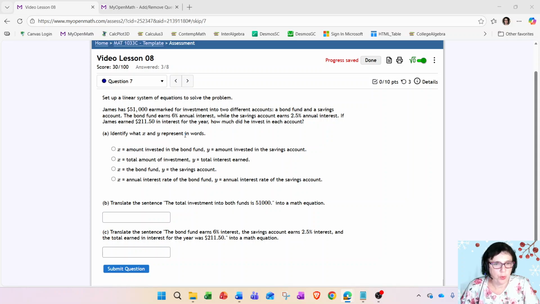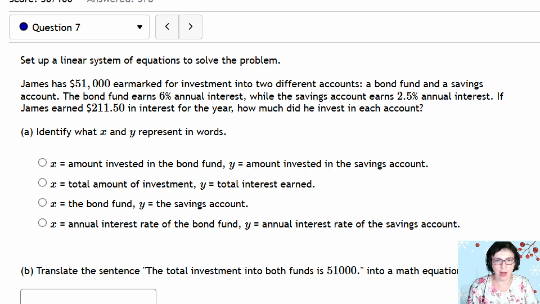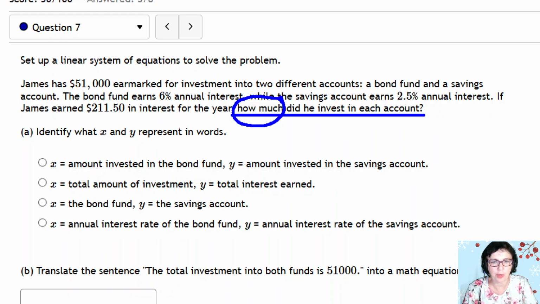If we know that James earned $211.50 in interest for the year, how much did he invest in each account? As you remember, anytime you are trying to figure out what is X and what is Y, look at the question. The question says, how much did he invest in each account? Now, anytime you see how much as opposed to how many, which is translated as number, if it says how much, we translate it as amount.